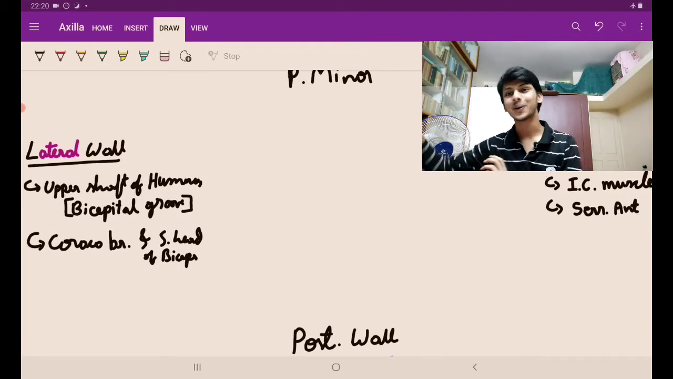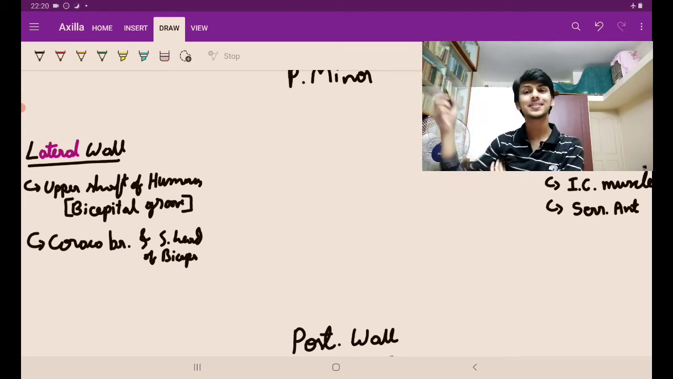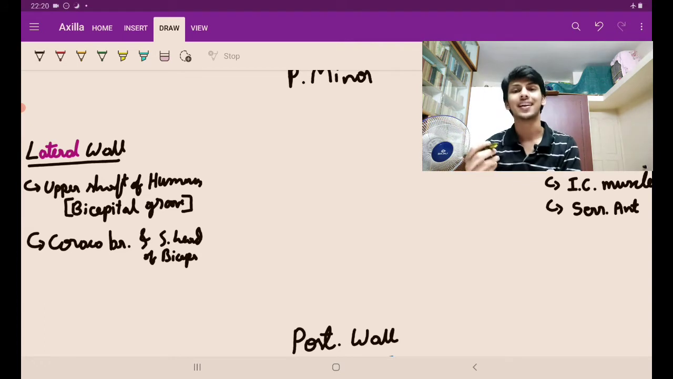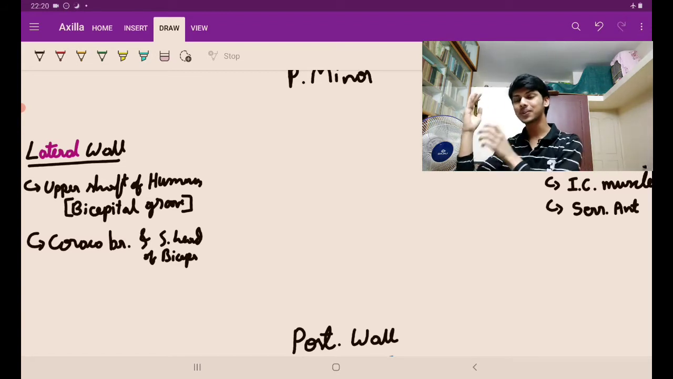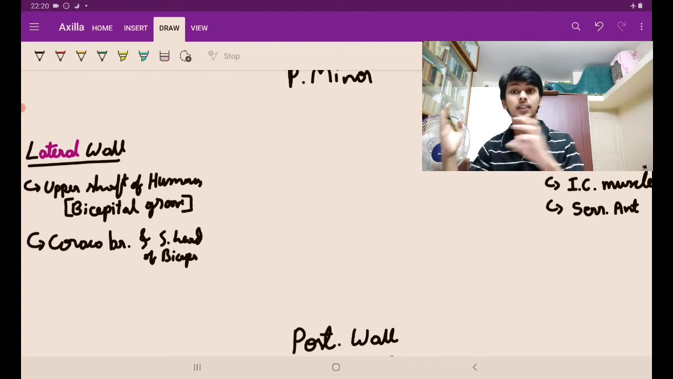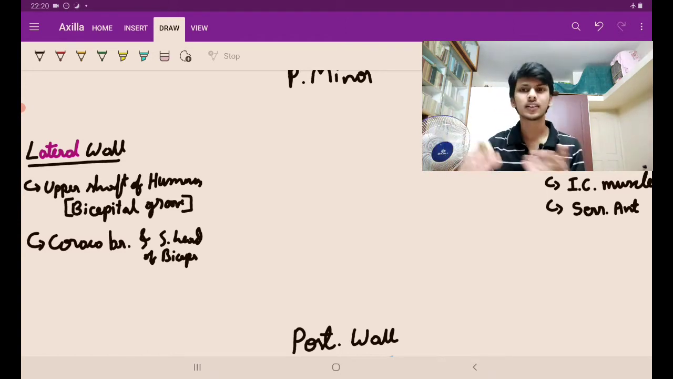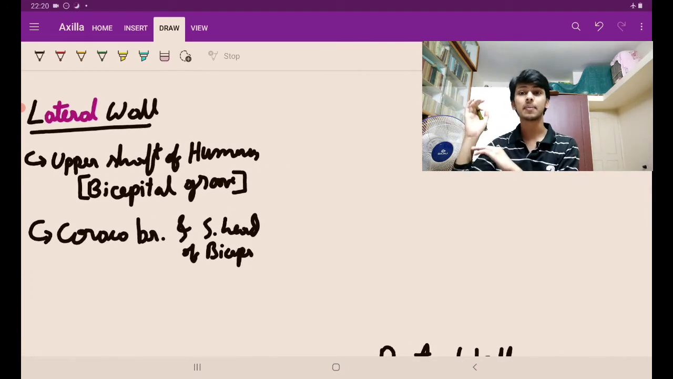Okay, guys, anterior wall muscles are also inserted into humerus. Posterior wall muscles are also inserted into humerus. So then what will be the boundary? Obviously, the boundary will be the humerus. They are converging like this onto the humerus. What part? The upper part. Upper part of head? No, the shaft of humerus, because that is where the bicipital groove is. So, the upper part of the shaft of humerus in the bicipital groove.